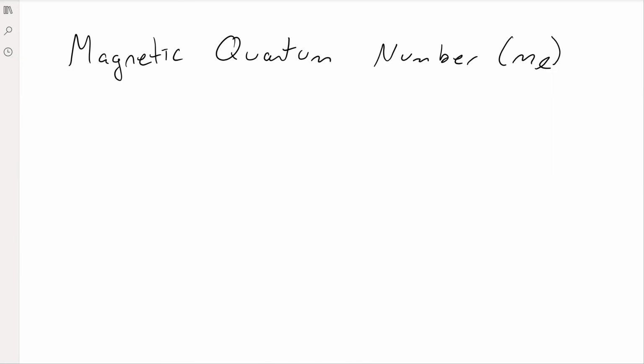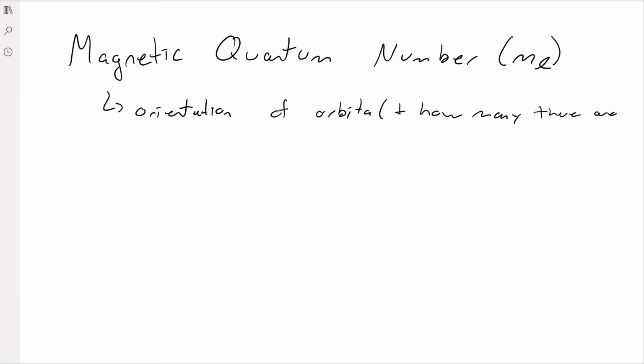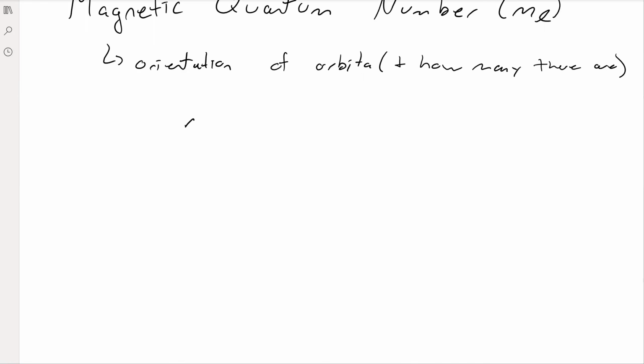All right, so our next quantum number is the magnetic quantum number. It gets the symbol m sub L, so it's a lowercase m with a subscript of a cursive L. And so what this does is it tells us the orientation of the orbital and actually how many there are per L.